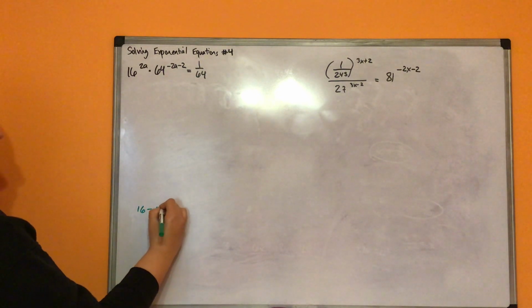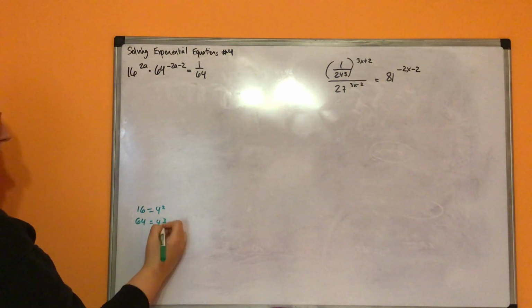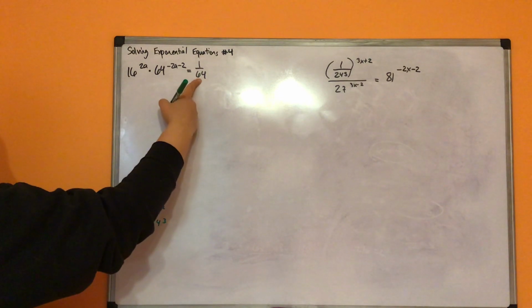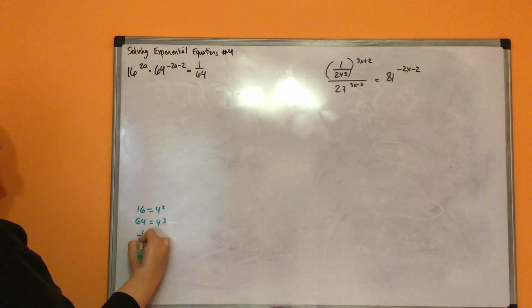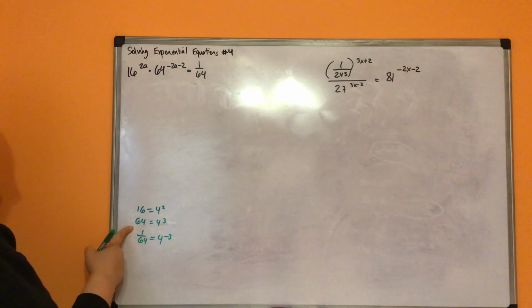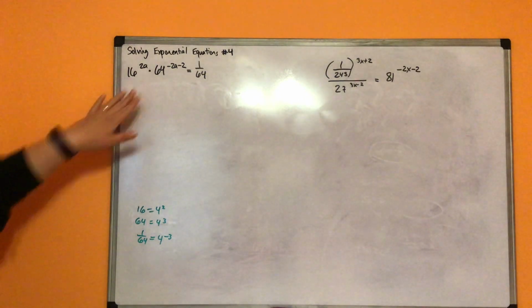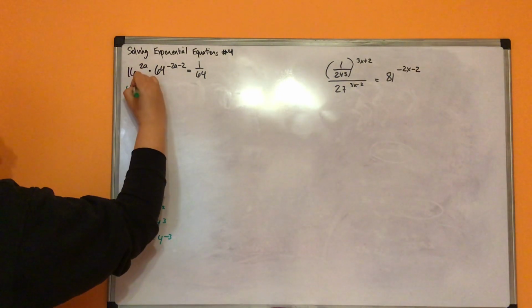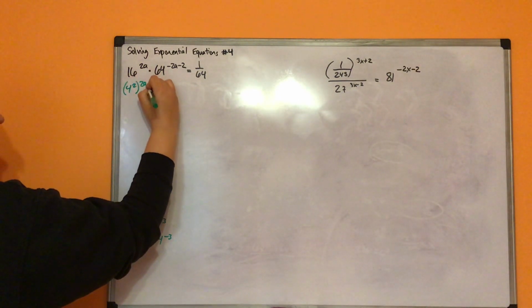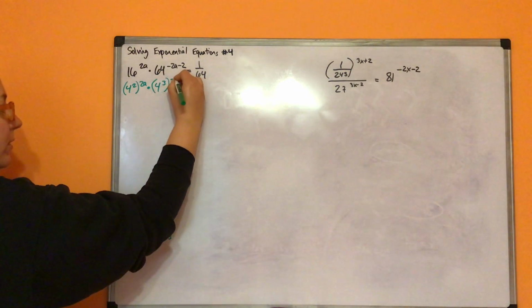16 is the same as 4 squared. 64 is the same as 4 to the third. And then to get 1 over 64, it's going to be 4 to the negative 3. Since 4 to the third is 64, 1 over 64 is 4 to the negative 3. So let's replace all of those things. Don't forget to use parentheses where you need to, so for anything that already has an exponent.